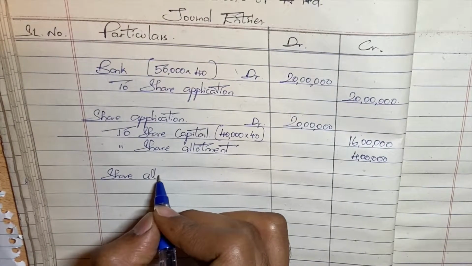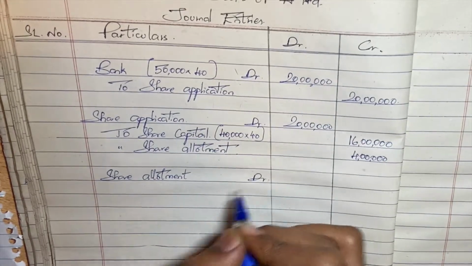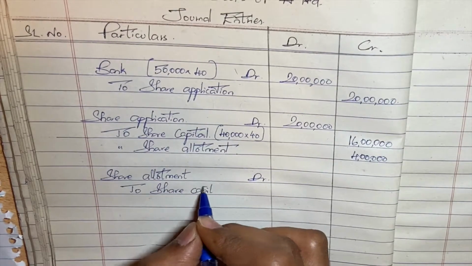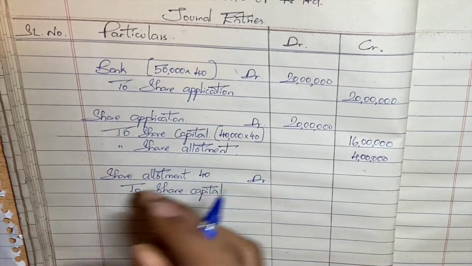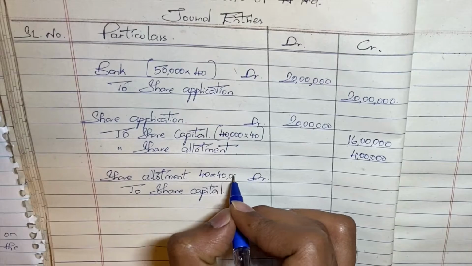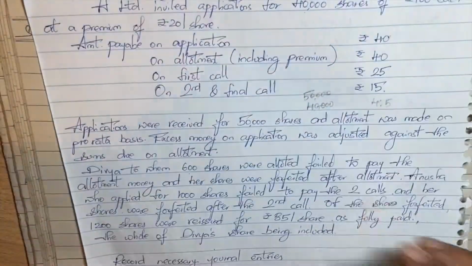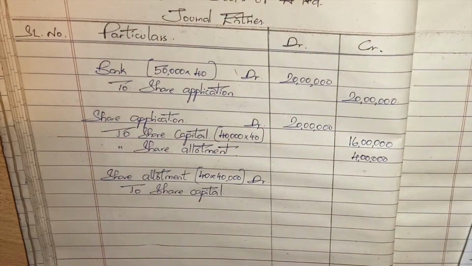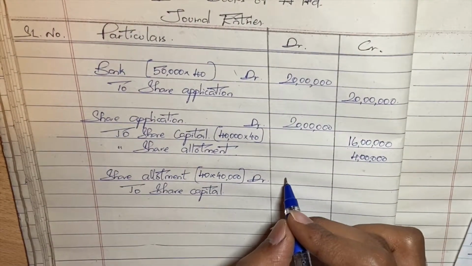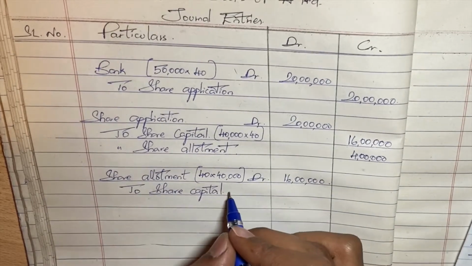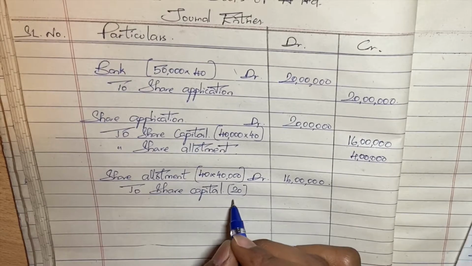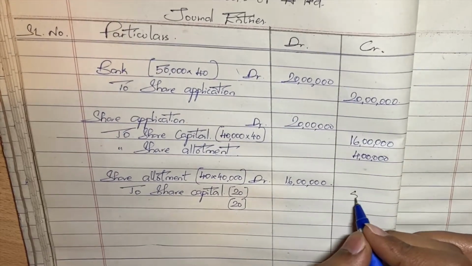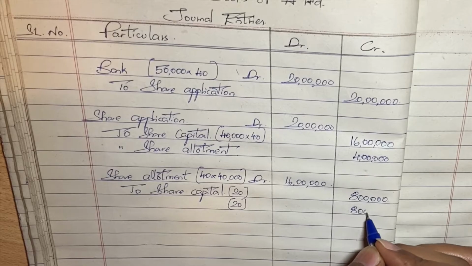So that is share allotment debit to share capital. So allotment money is 40 per share into 40,000 shares. You see 40, but that includes premium, which means only 20 goes to the share capital. The remaining 20 goes to securities premium. So 40 into 40,000 will give us 16 lakhs. To the share capital, 20 goes. And the remaining 20 will go to the securities premium reserve, because that's not share capital, it's the premium. So 20 into 40,000 will give us 8 lakhs. And this will be 8 lakhs as well.